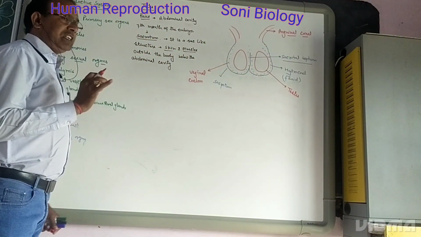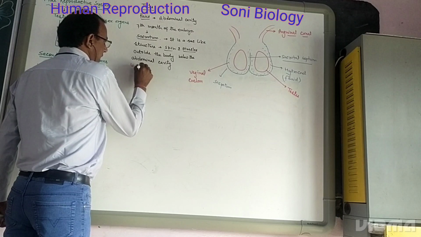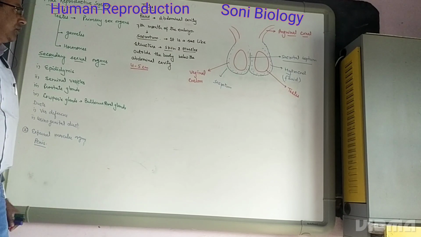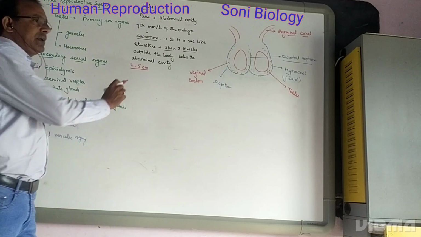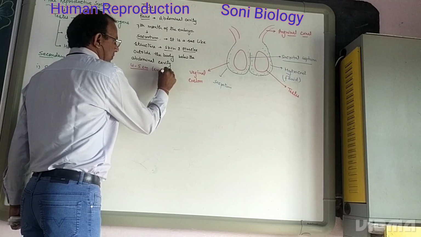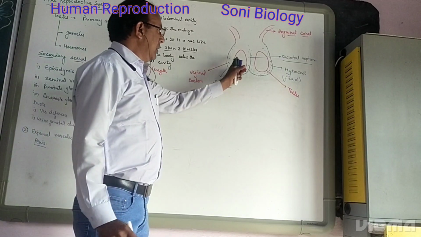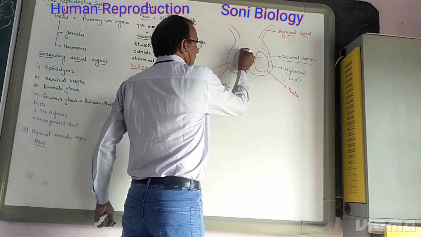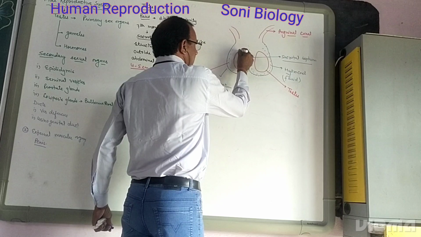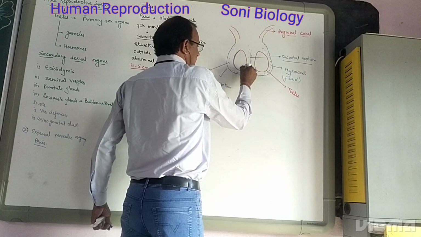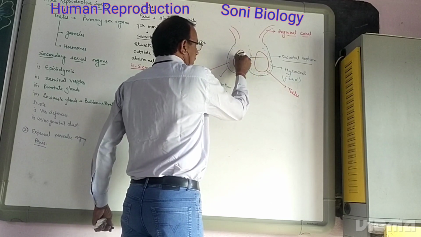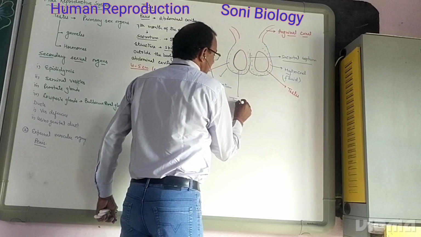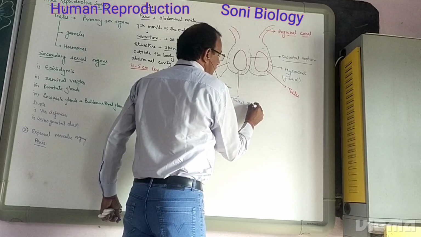The length of each testis is 4 to 5 centimeters. And testes are covered with a membrane. Suppose this is the membrane which covers the testes. A thin membrane which covers the testis is called tunica albuginea.